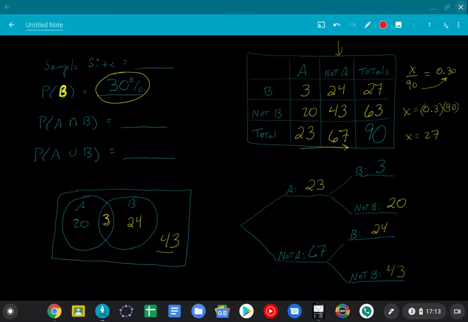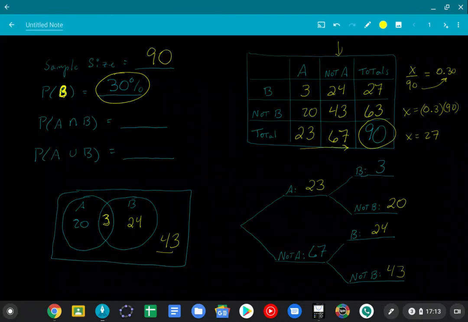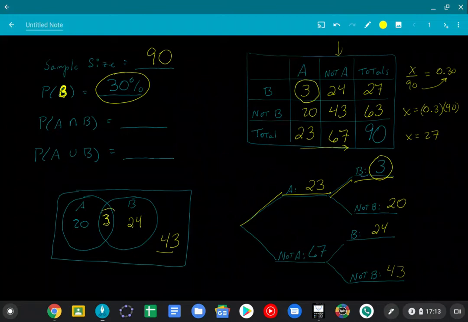Okay, the sample size we already know is 90, because that's our sample size, right? All right, and the probability of A and B. Here's A, and here's B. There's a total of 3. Here's A and B here, and here's A and B here. So it's going to be 3 out of 90. That's our answer for that.